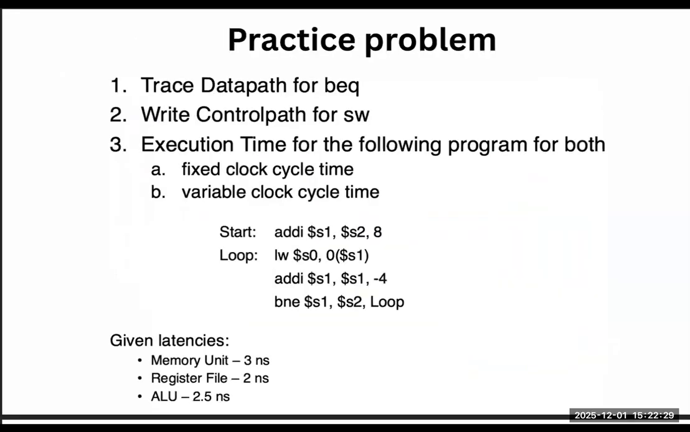Practice problem. Let's work through this practice problem together. We have three tasks. Trace the data path for BQ, and then write the control path for SW. Calculate execution time for a program using both fixed and variable clock cycle time. And we have the program given with the latencies. Memory unit 3 nanoseconds, register file 2 nanoseconds, ALU 2.5.